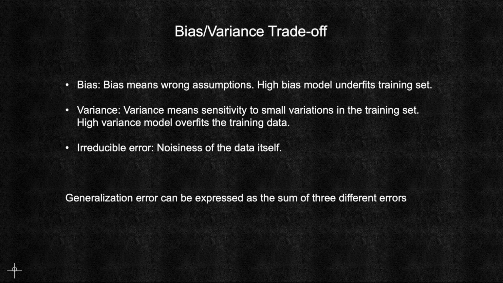Let's introduce three key terms related to the model generalization error. First, bias. Bias refers to incorrect assumptions in a learning algorithm. A high bias model underfits the training set. Second, variance. Variance measures how sensitive a model is to small fluctuations in the training set. A high variance model overfits the training data. Third, irreducible error. This is the part of the error that is inherent in the dataset due to noise. The only way to reduce it is to clean up the data.